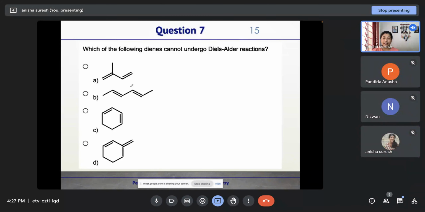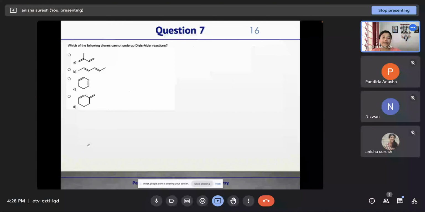The important thing that we have to keep in mind for this question is that the Diels-Alder reaction will take place only in cissoid conformation. If the diene is in transoid conformation and it is not able to attain a cissoid conformation, then it cannot undergo a Diels-Alder reaction. So, as mentioned, the right option will be option D.